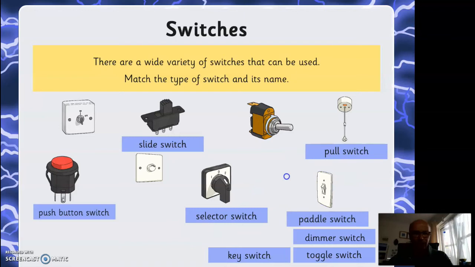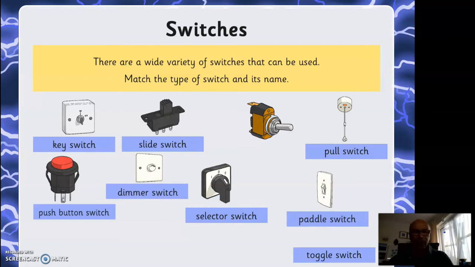Pull switches tend to be found mostly in bathrooms, places where you might have a wet hand but still need to be able to turn things on and off. Key switches. Now you might have an alarm system in your house which uses a key switch, but when I thought about this one, my immediate idea was it's actually used outside the house. When I get into my car, before I can start the engine, I have to put a key in and turn it, and that switch starts the engine.